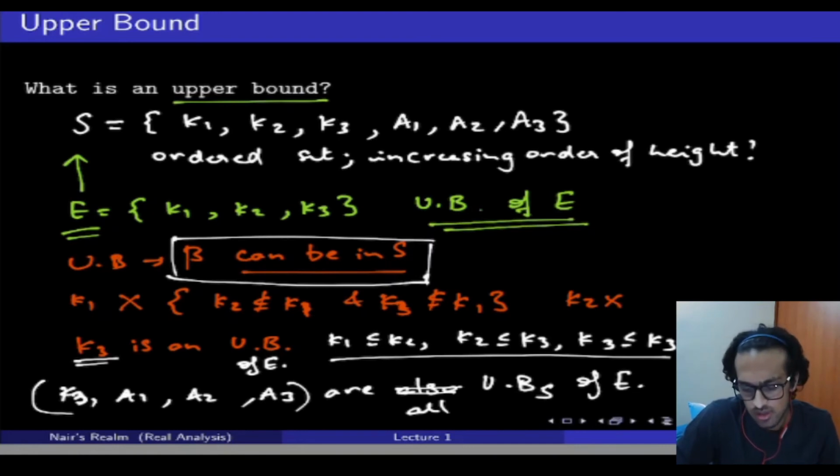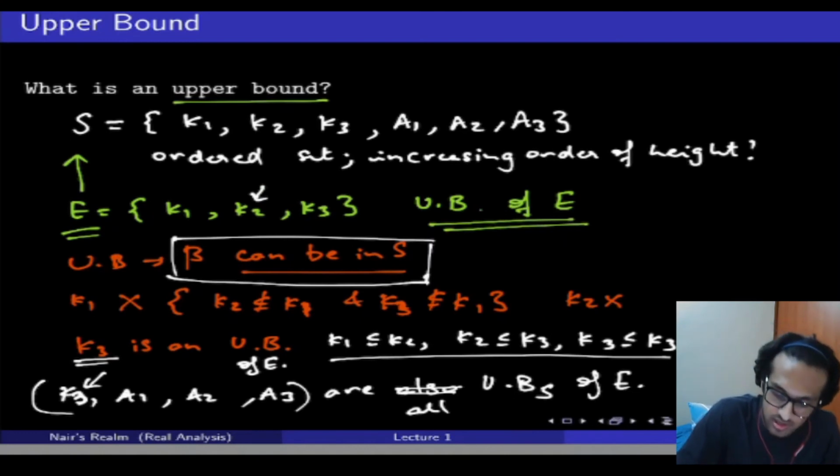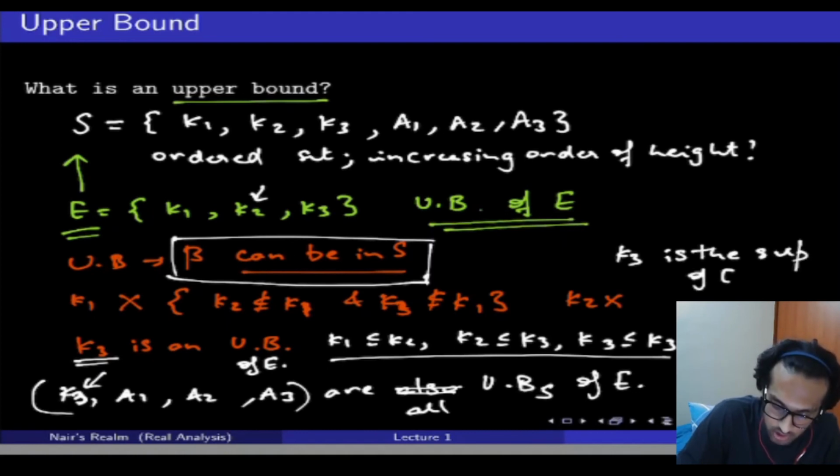Right. So now if I am to talk about the supremum of E, what the definition essentially says is, if alpha is an upper bound of E. For it to be a supremum, the first condition is it has to be an upper bound. So let's look at the upper bounds, K3. K3 is an upper bound. And if any element in the set E is less than K3, then that element can't be an upper bound. That's what it says. K2 is less than K3 and K2 is not an upper bound. That's correct. So K3 is the supremum of E.